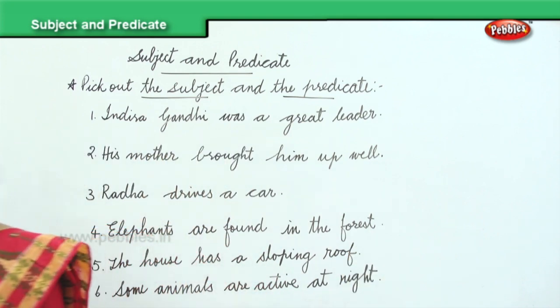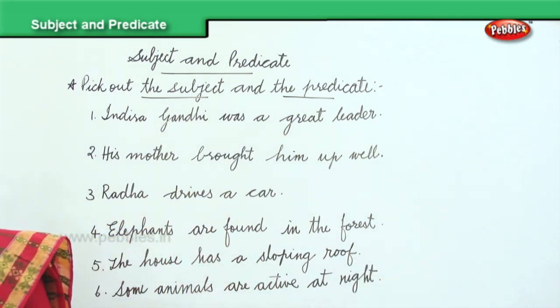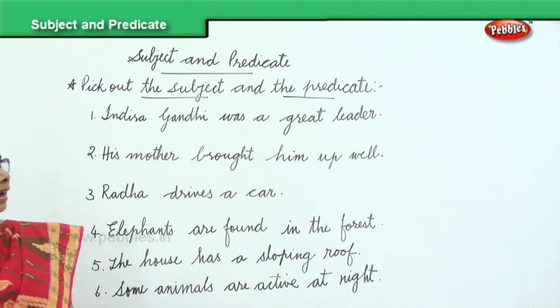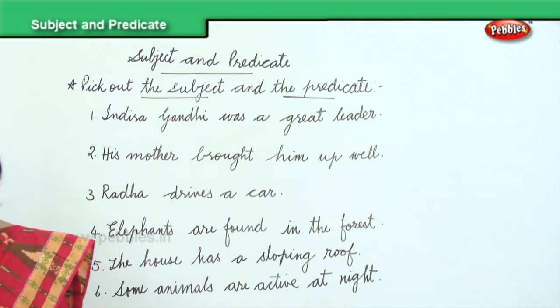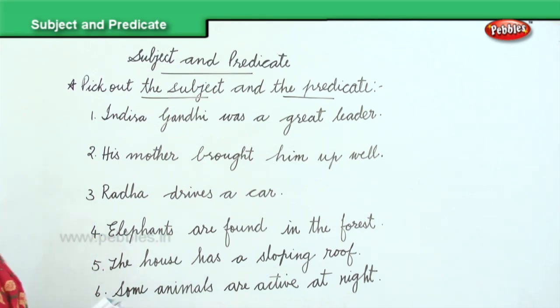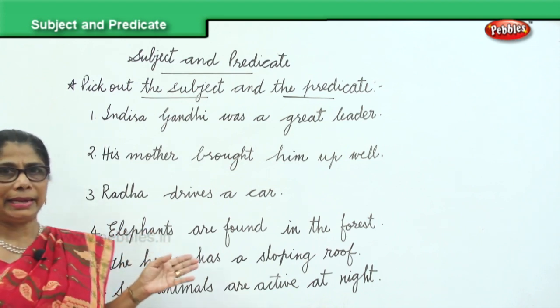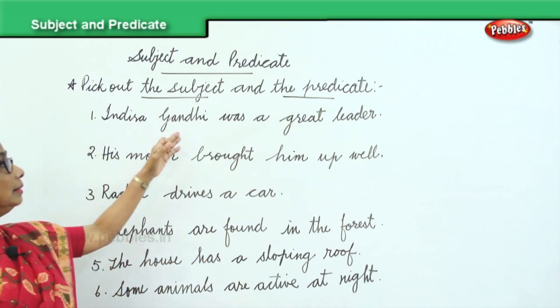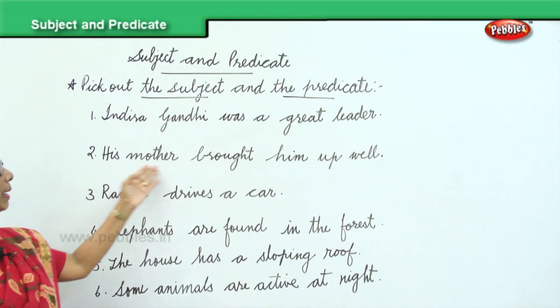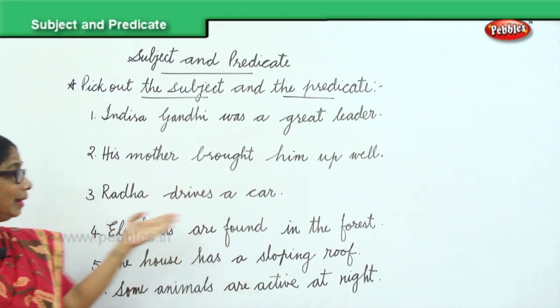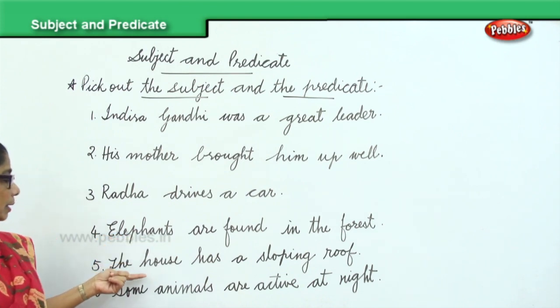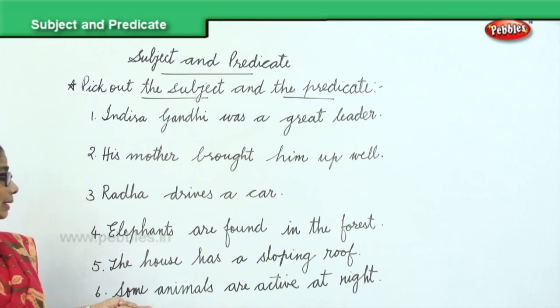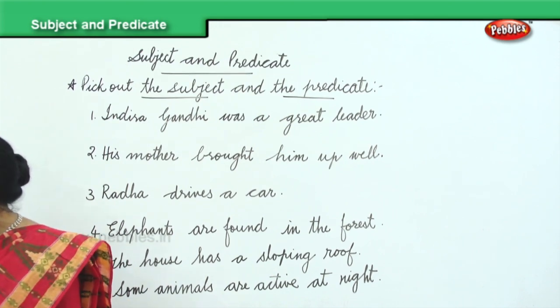So now we have 6 sentences here, and these sentences are complete. It has a subject and a predicate. So now we are going to look at the sentence. So we are talking about subject and predicate. Pick out the subject and the predicate. Okay. Indira Gandhi was a great leader. His mother brought him up well. Radha drives a car. Elephants are found in the forest. The house has a sloping roof. Some animals are active at night.